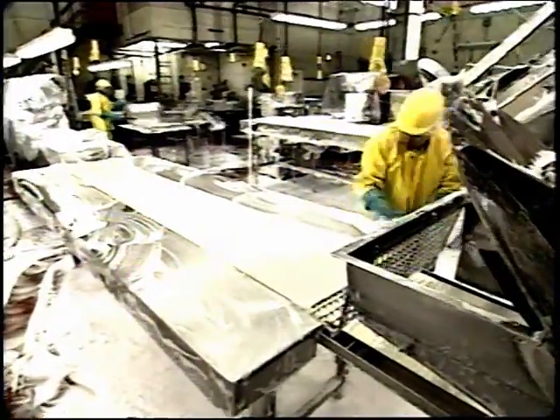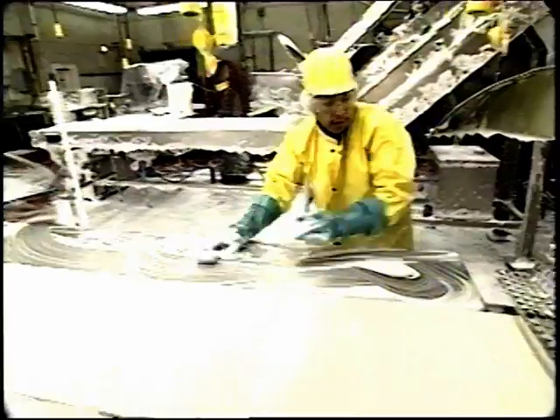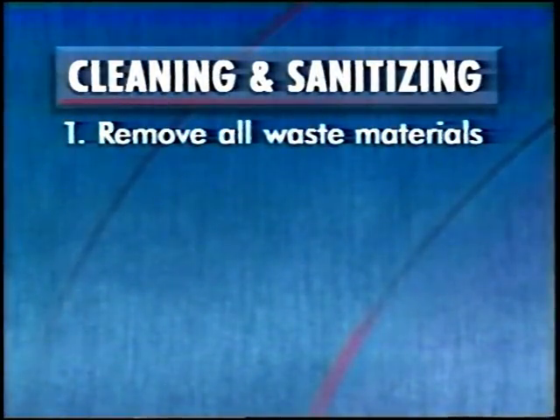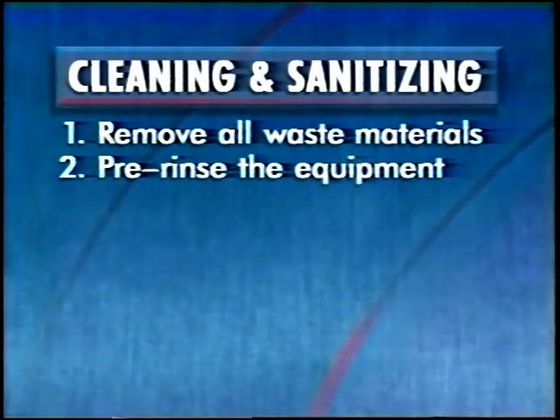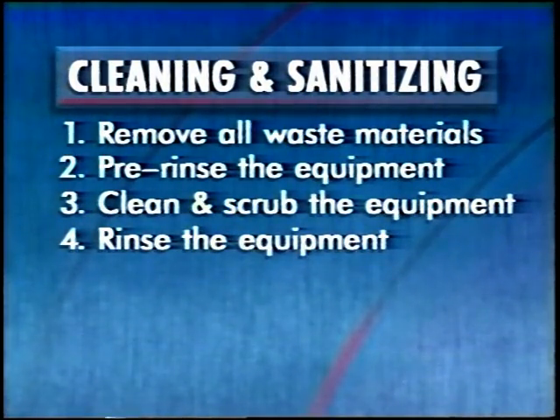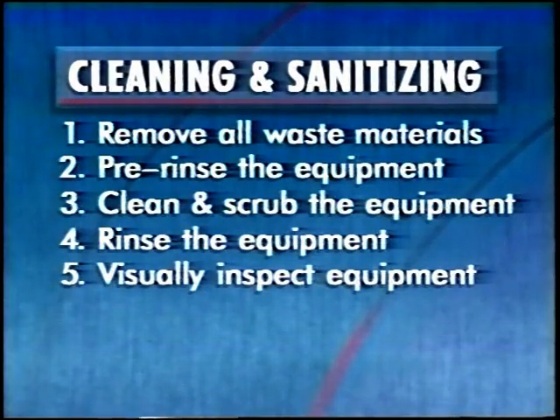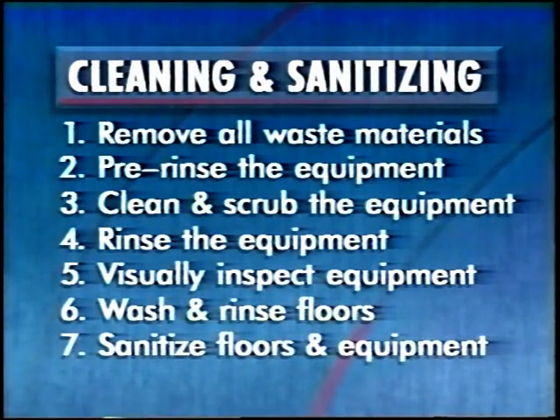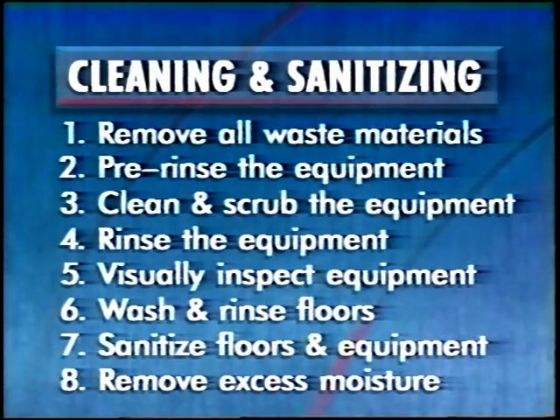In the second part of this video, we will be looking at the 8 steps you must follow to clean and sanitize your production area. The first step is to remove all waste materials. 2, pre-rinse the equipment. 3, clean and scrub the equipment. 4, rinse the equipment. 5, visually inspect the equipment. 6, wash and rinse the floors. 7, sanitize the floors and equipment. And 8, remove excess moisture.